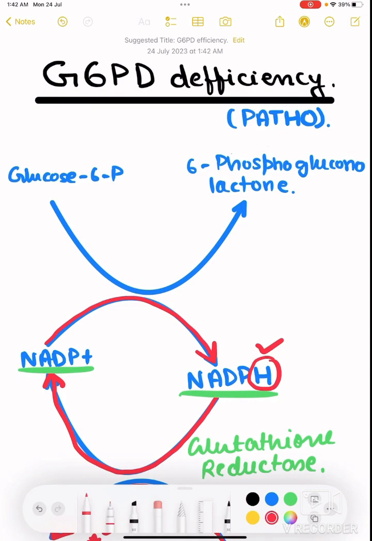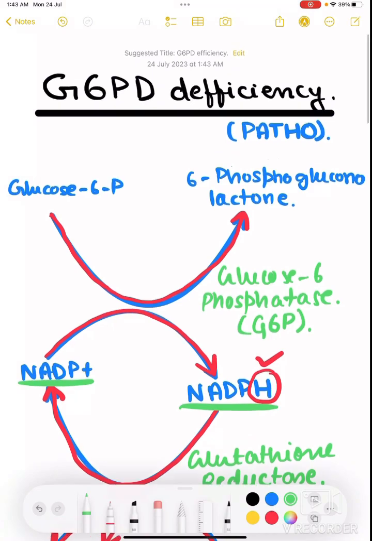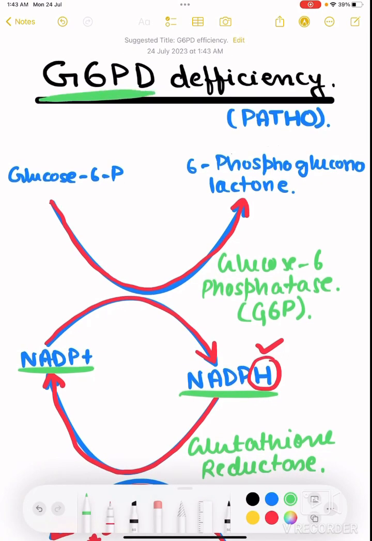So in this process, glucose 6-phosphate is the molecule that converts to 6-phosphogluconolactone, right? So that NADP positive can become NADPH. So again an enzyme comes over here, which is called glucose 6-phosphate dehydrogenase, G6PD, right? And the deficiency of this particular enzyme is called G6PD deficiency, right?